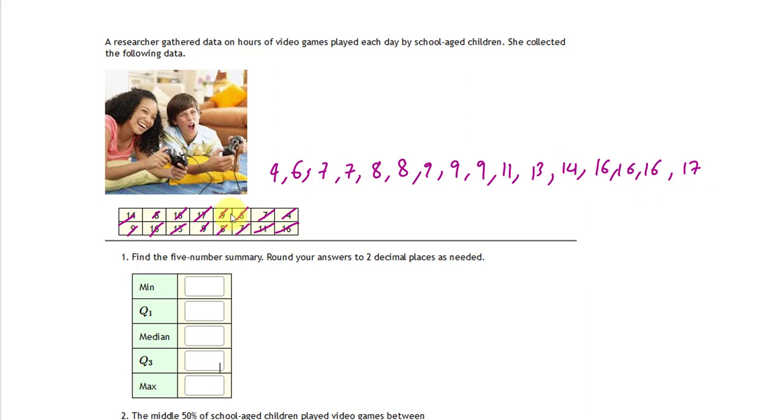Okay, so they ask you what is the minimum value? The minimum value according to this data from smallest to largest should be number 4 because that is the smallest value. The maximum value is the highest value, 17. The median is the middle value, right?